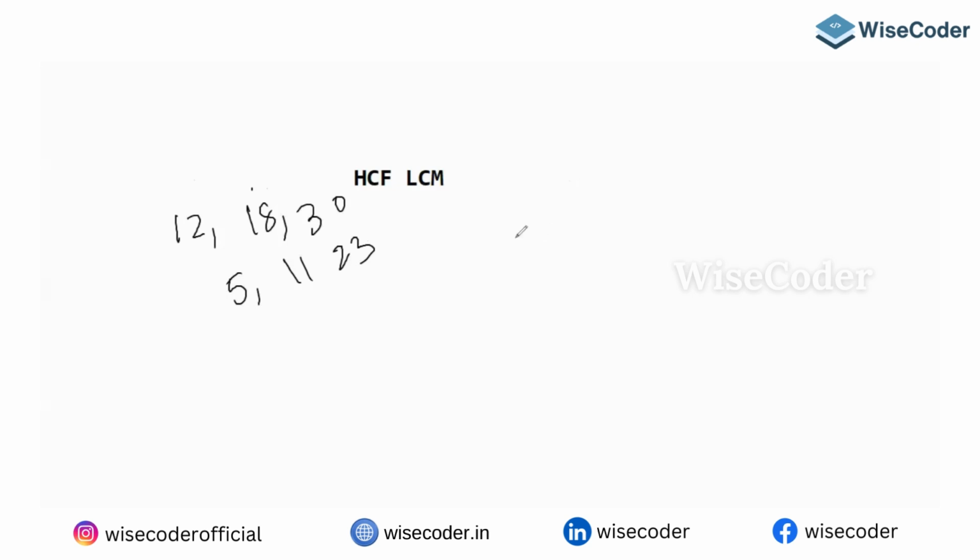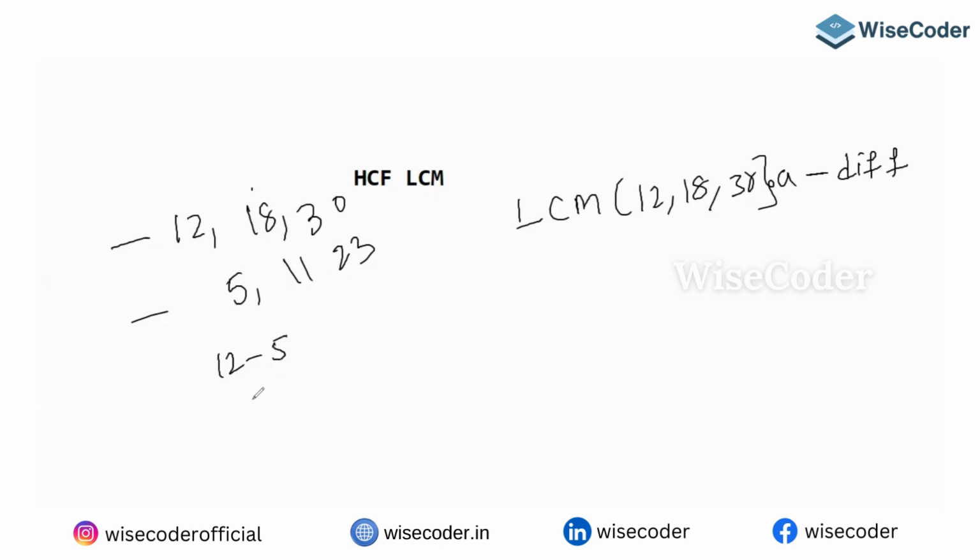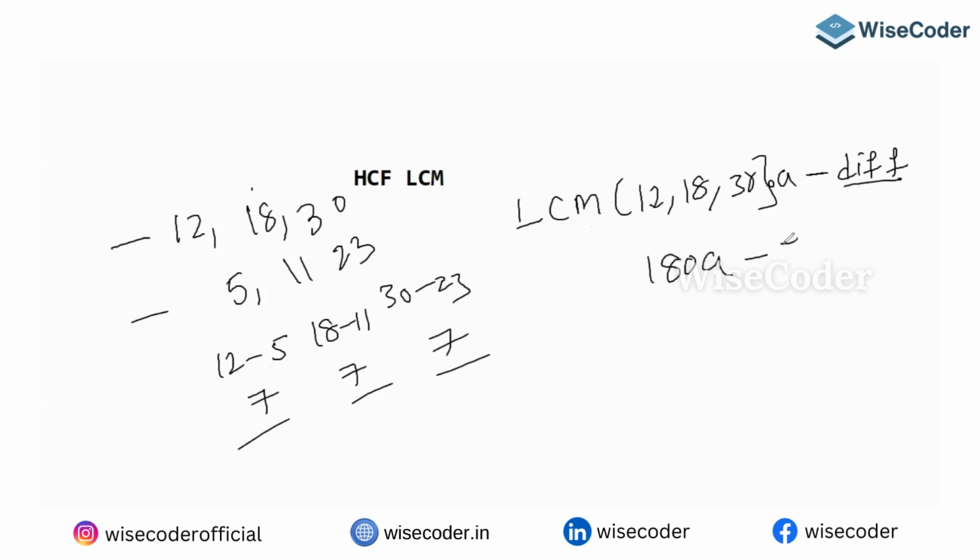Guys, whenever you come across a situation like this, you calculate the LCM of 12, 18 and 30, and you need to subtract the difference. Look here: 12 minus 5, what is the difference? 7. 18 minus 11? 7. 30 minus 23? 7. When the differences are the same, you approach it this way. The LCM of 12, 18 and 30 is 180, so 180a minus the difference. What is the difference? 7.